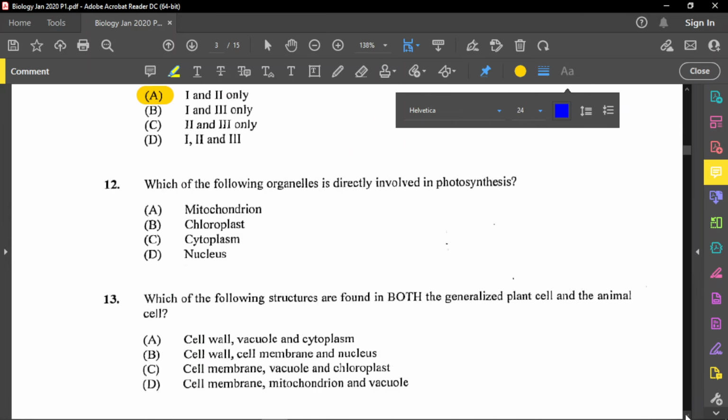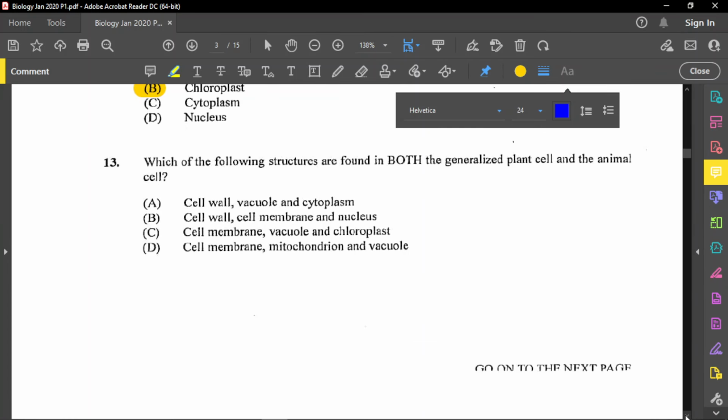Now, number 12. Which of the following organelles is directly involved in photosynthesis? It's directly involved in photosynthesis. There's no question about this one. It is chloroplast. All right, chloroplast is the organelle where photosynthesis takes place. All right, and the chloroplast contains chlorophyll that absorbs sunlight. So there's no need to discuss that one.